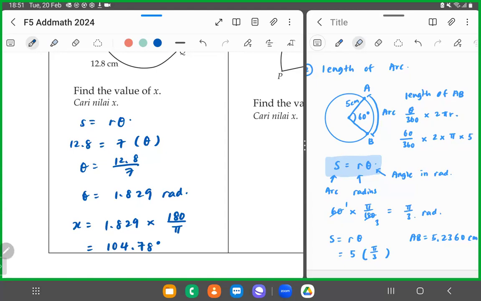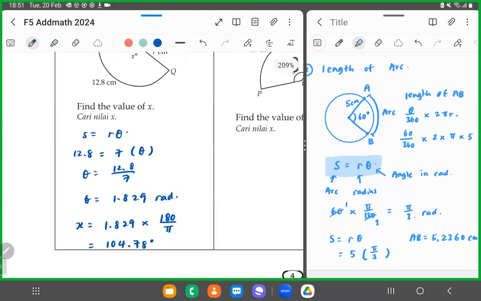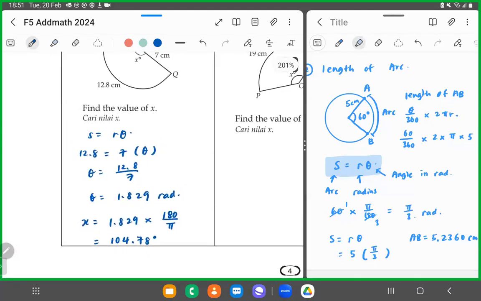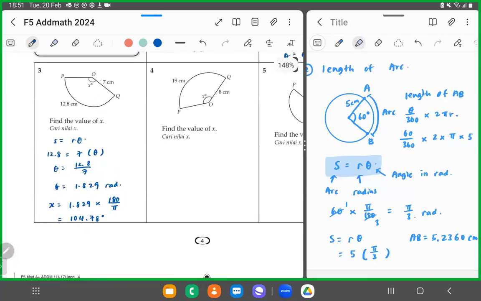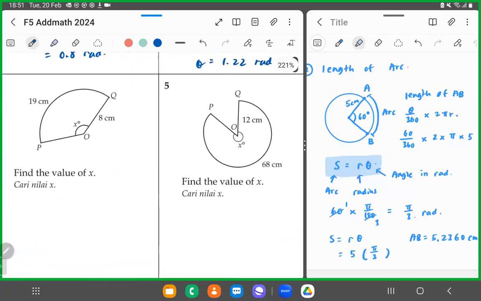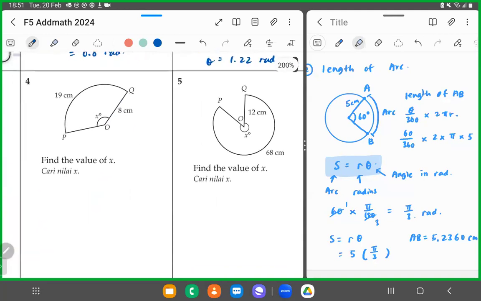Okay, no problem? So only two formulas so far. S equals r theta, and another one is the interchange of degrees and radians. Like these two you try, question number 4 and 5. The question asks us to find the angle in degrees. So find the theta first.